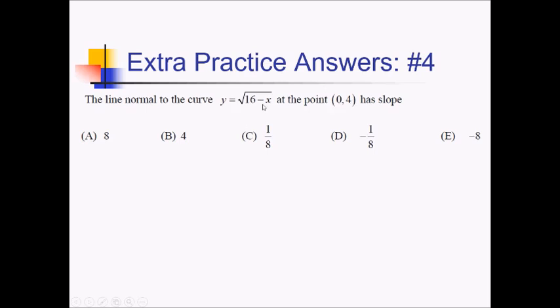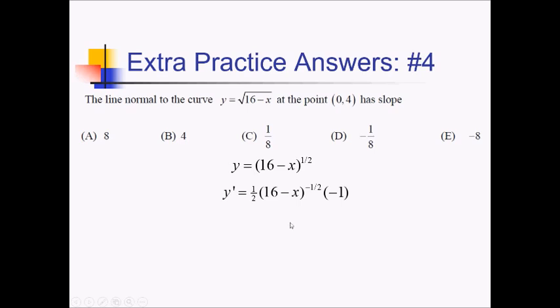Let me start by rewriting this in the form that I can more easily take the derivative of. So I'll write this as 16 minus x quantity to the 1/2, because now I can use my power rule with a little bit of a chain rule built into it. This is going to be 1/2 times something to the negative 1/2. So 1/2 times 16 minus x to the negative 1/2 times the derivative of the inner function. So this is going to be a negative 1 that we're multiplying by.